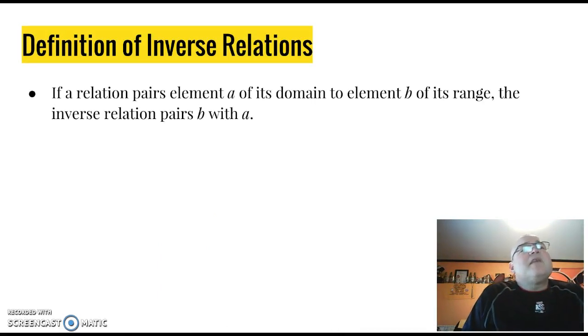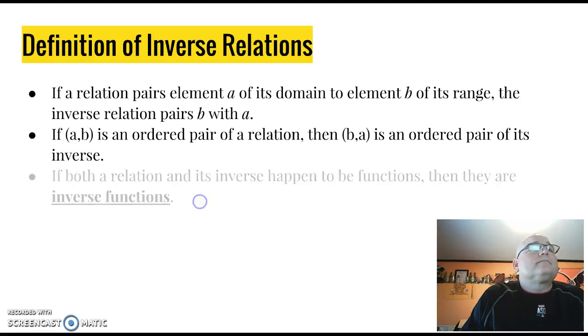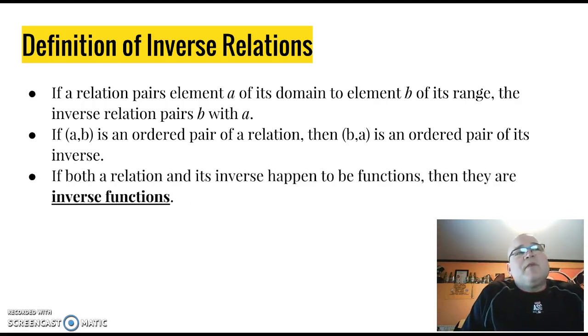If a relation pairs element A from its domain with element B of its range, then the inverse relation turns it around and pairs B with A. If (A, B) is an ordered pair of the relation, then (B, A) would be an ordered pair of its inverse. If both the relation and its inverse happen to be functions, then they're called inverse functions.